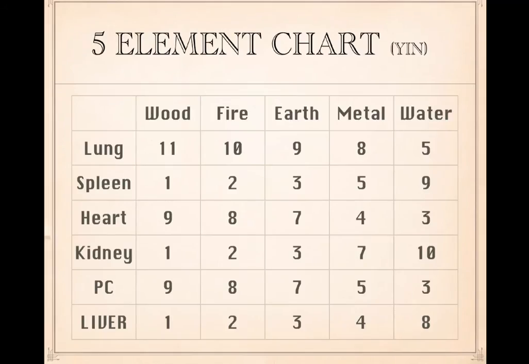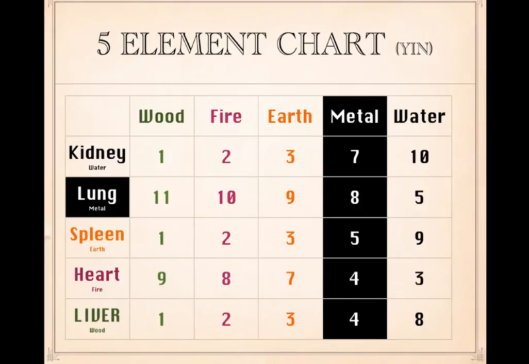So here's the 5-element chart. This is how most of you see it if you're using some form of the big picture. But for the purposes of this tutorial, I changed it to look like this. So the first thing you notice is that the pericardium channel is missing from here, and that's just to make it very easy to understand and clear.